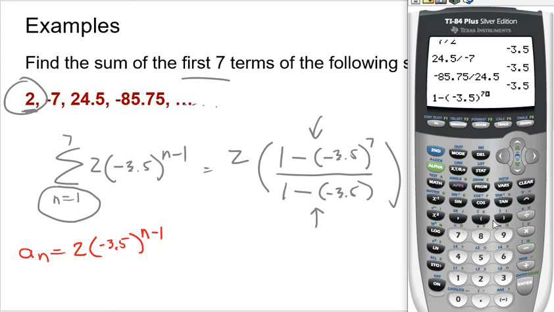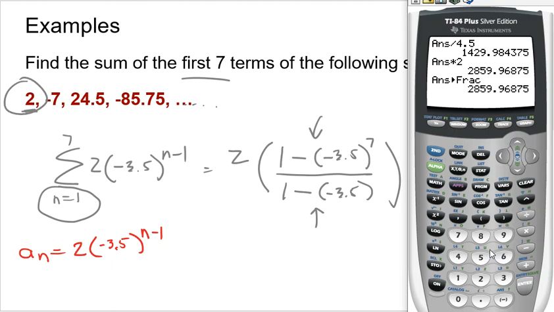So again, there's the numerator. Boom. Divided by, now listen, you could do that bottom in your head. 1 minus negative 3.5 is 1 plus 3.5, which is 4.5. And then I'm going to times that by 2. Try to change it to a fraction, but with so many decimals, not going to work.